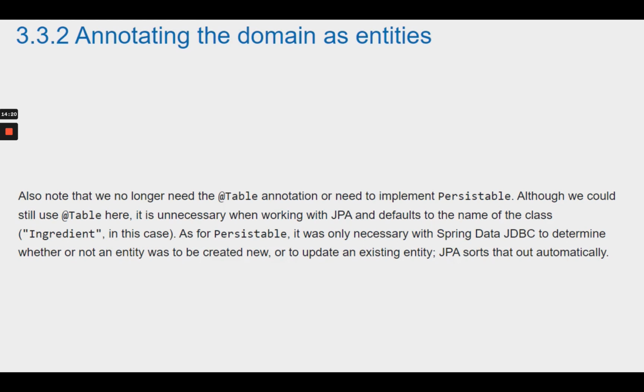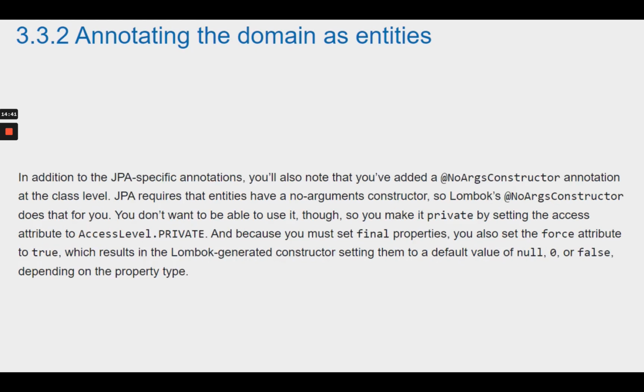Also note that we no longer need the @Table annotation or need to implement Persistable. Although we could still use @Table here, it is unnecessary when working with JPA and defaults to the name of the class, Ingredient in this case. As for Persistable, it was only necessary with Spring Data JDBC to determine whether or not an entity was to be created new or to update an existing entity. JPA sorts that out automatically.